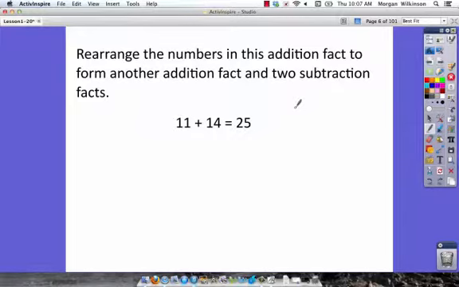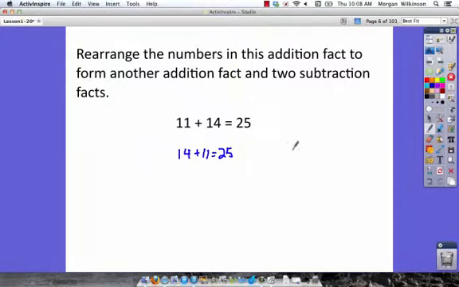Alright, now in this problem what we want to do is rearrange the numbers in this addition fact to form another addition fact and two subtraction facts. So this is an example of a fact family, because we're going to have 4 different problems written here that involve the same numbers. So the first problem that we're going to rewrite is with our addends. We can switch the order of our addends. So we could say 14 plus 11 is equal to 25. That forms our other addition fact.